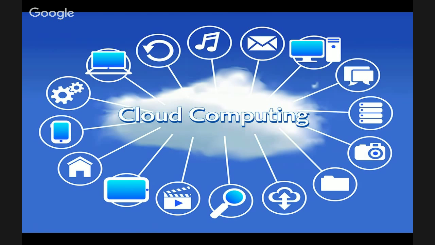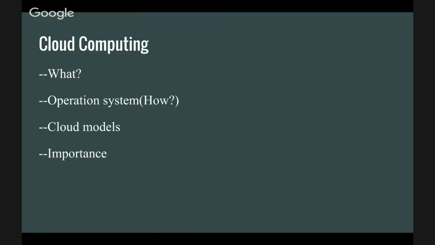Cloud computing involves a lot of things on the internet, such as the music and video websites, the emails, and the games. So I'm gonna cover four parts of cloud computing. The first part is what is cloud computing and how it works, which is its operation system and its cloud models, and why it is important.